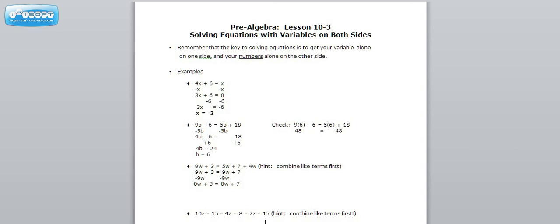I'm going to finish showing you, finishing out this equation. In order to get this 3 off of this side, I need to subtract 3, and what I do to one side I have to do to the other. But see how it creates this 0 equals 4? And that is not true.